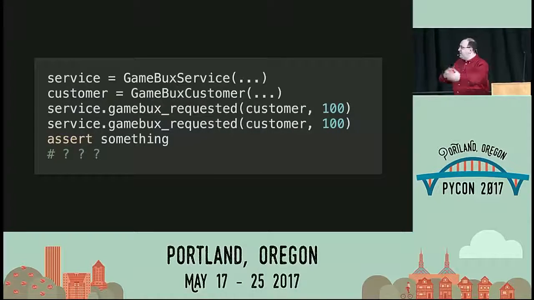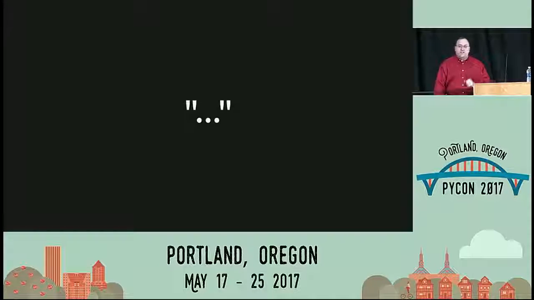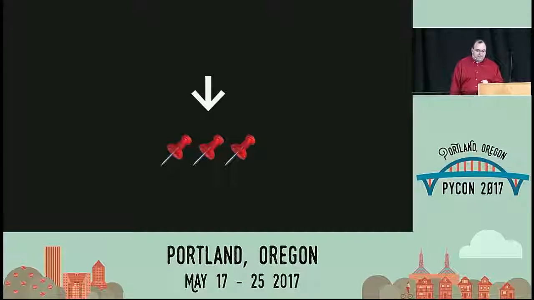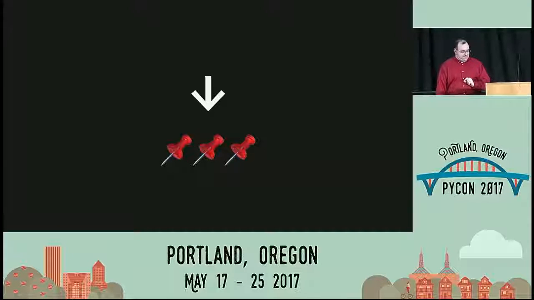We have a service, we have a customer, the service gets a customer request to get some GameBucks, and then we assert something about it. But again, you can hide a lot behind one of those ellipses, so we're not quite high level enough to tackle this problem yet, so let's level up. This example is super abstract, so let's get down to brass tacks.